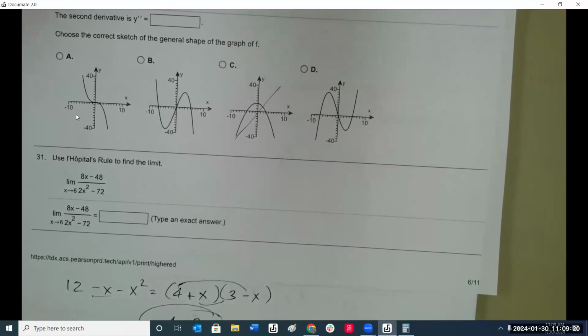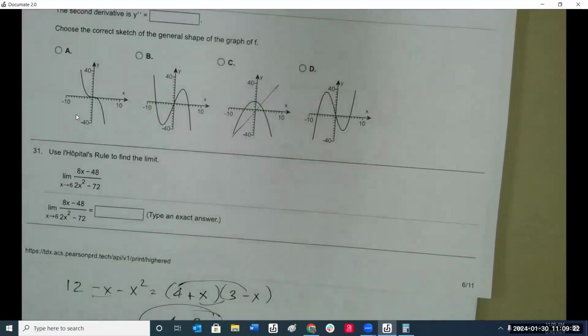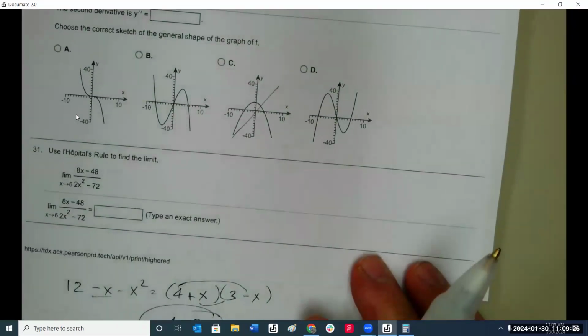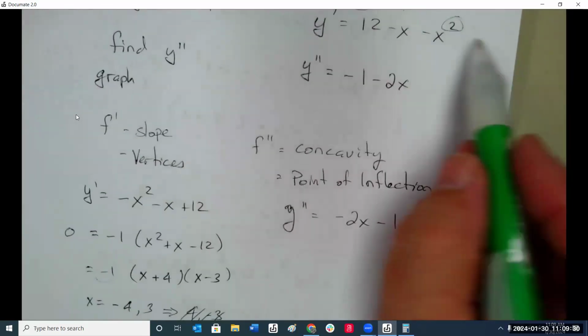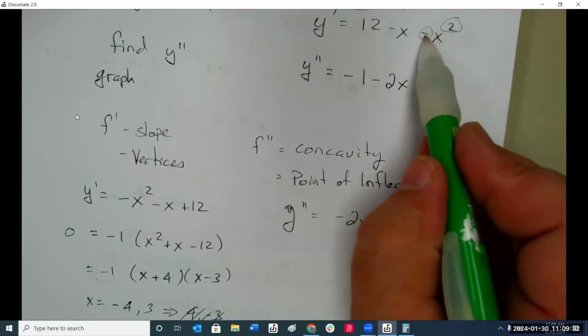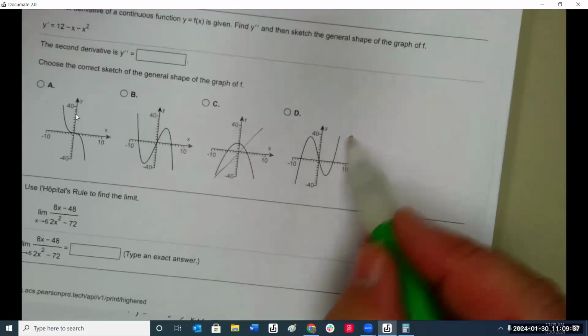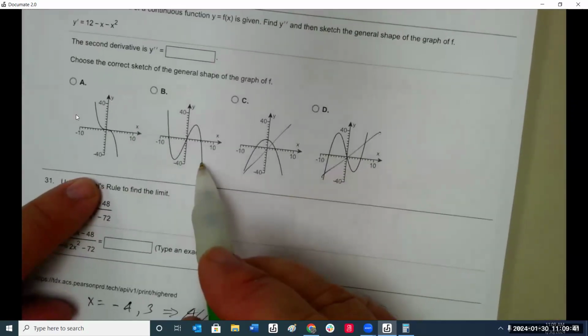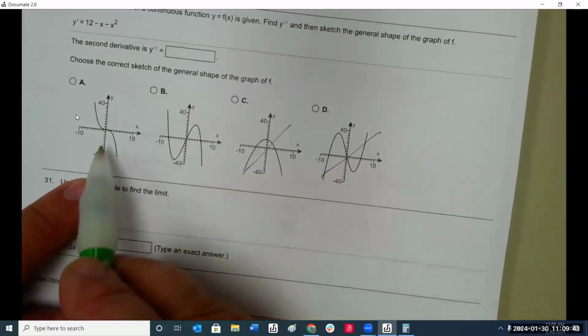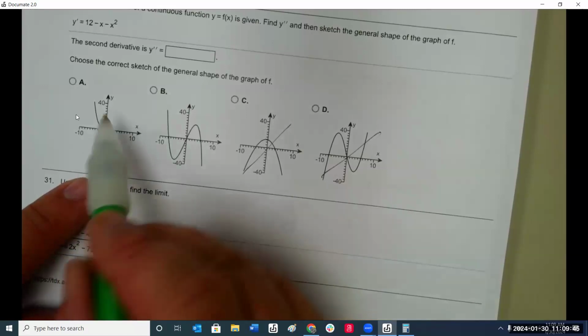What else do we know it cannot be? It has to be decreasing, then increasing, because in the first derivative the largest exponent is negative. So it cannot be an increasing function. So it's gotta be one of these two. Does this one have vertices?